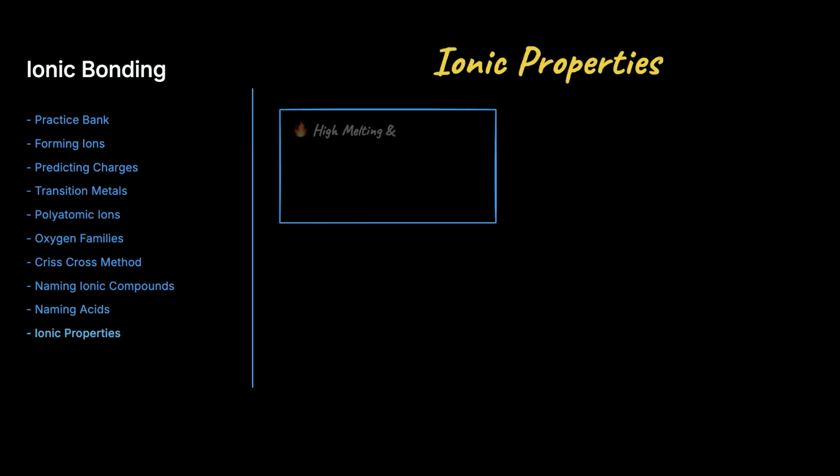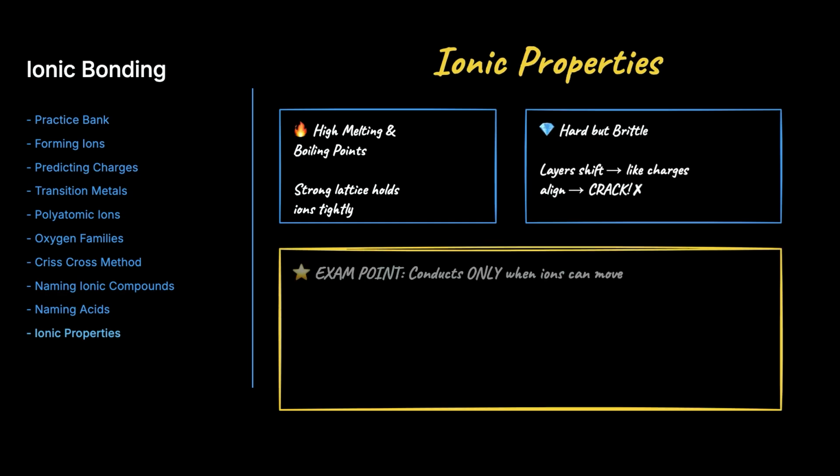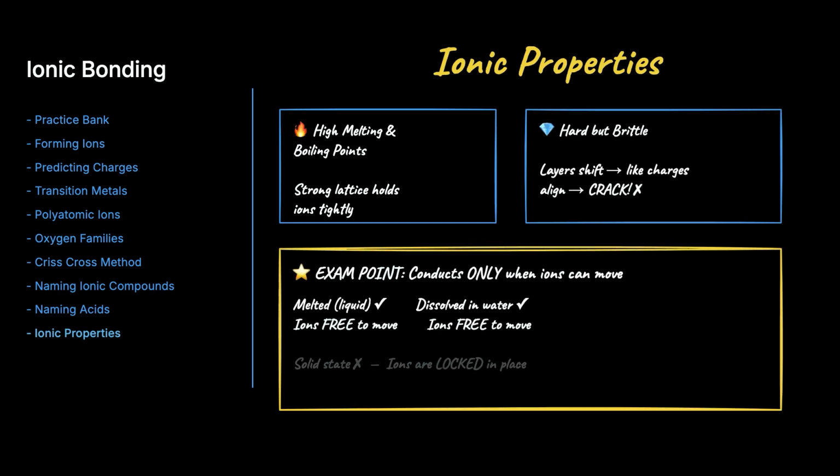Ionic compounds share a signature set of properties worth knowing. They have high melting and boiling points because the lattice is held by strong attractions. They are hard yet brittle, shattering when struck. And here is a favorite exam point. They conduct electricity only when melted or dissolved, never as a solid, because the ions must move.